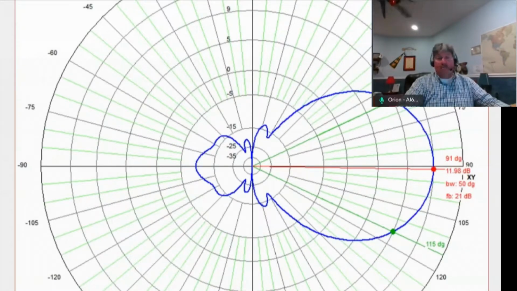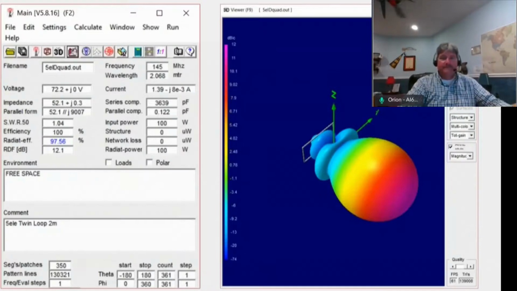So let's say you're operating here in Sacramento and you're picking up a lot of garbage from San Francisco. This is the antenna you want to use, because that group you won't hear them, but you'll hear people on the East Coast if you have this pointing to the east. So what does it look like in 3D? It actually looks pretty cool.